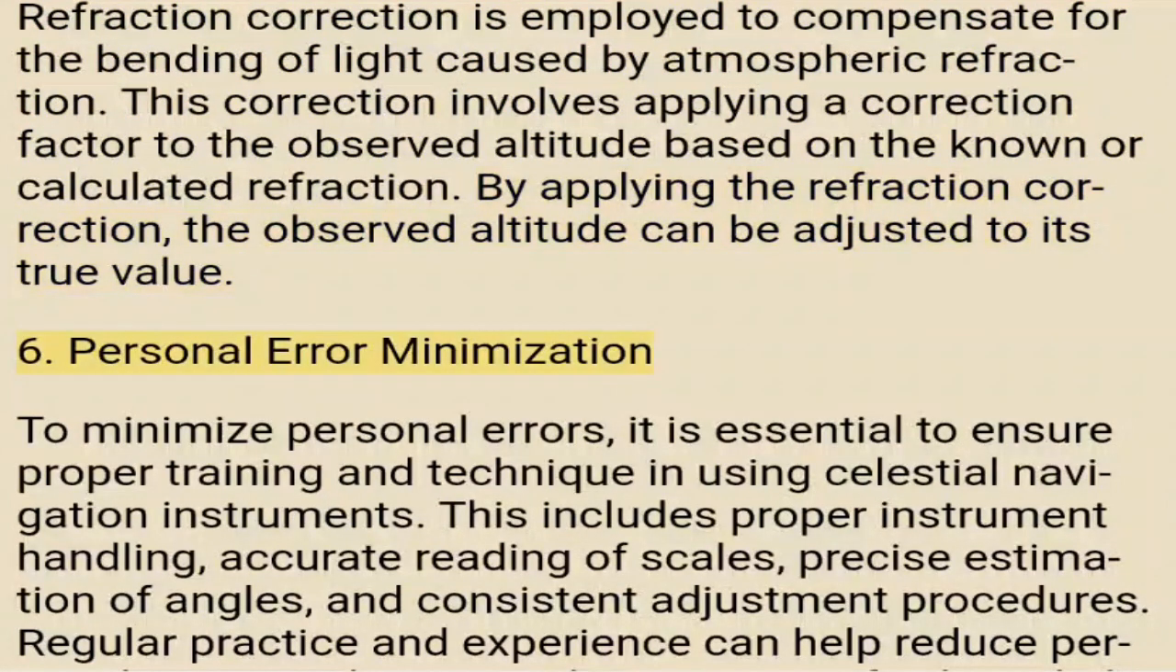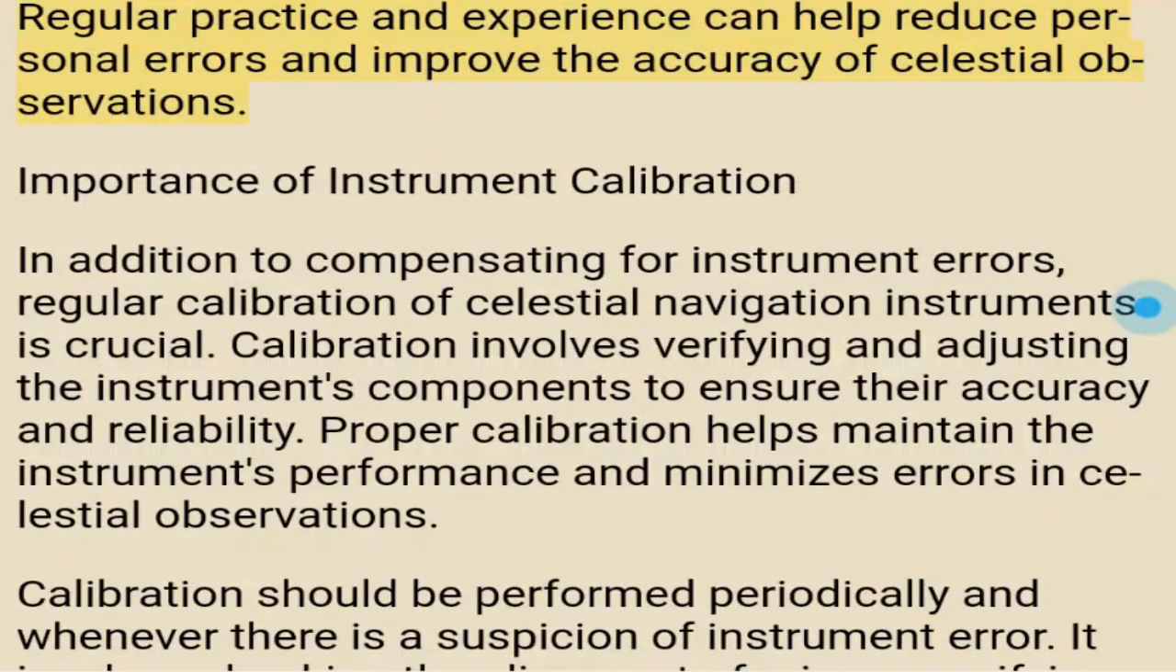6. Personal error minimization. To minimize personal errors, it is essential to ensure proper training and technique in using celestial navigation instruments. This includes proper instrument handling, accurate reading of scales, precise estimation of angles, and consistent adjustment procedures. Regular practice and experience can help reduce personal errors and improve the accuracy of celestial observations.